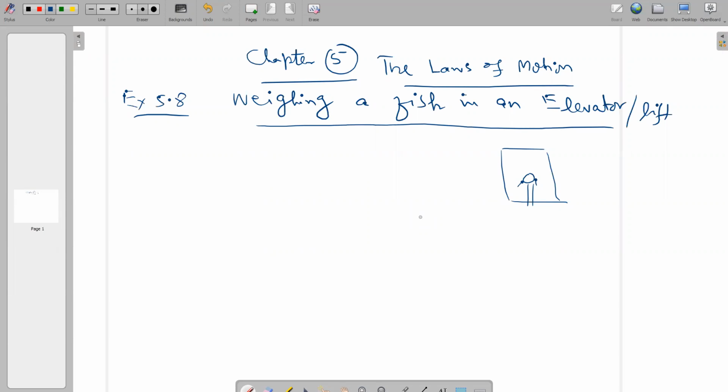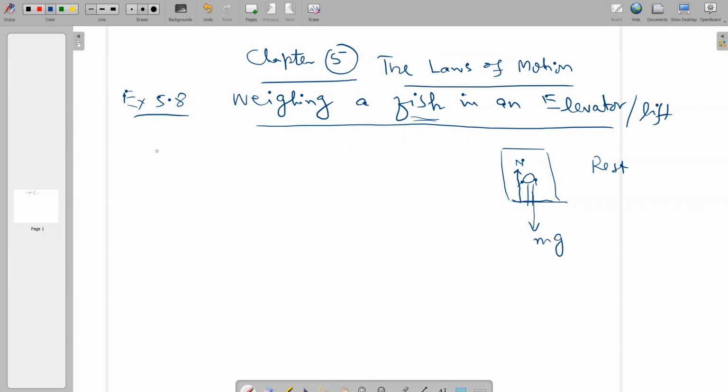Yes. Okay. So I'm not taking an example of a fish in an elevator. I'm taking an example of a person who is standing in this elevator. If any person is standing in an elevator and this elevator is at rest, not moving up, not moving down, then we know that the weight of the man or any object is vertically downward, and its normal reaction due to this floor is upward.